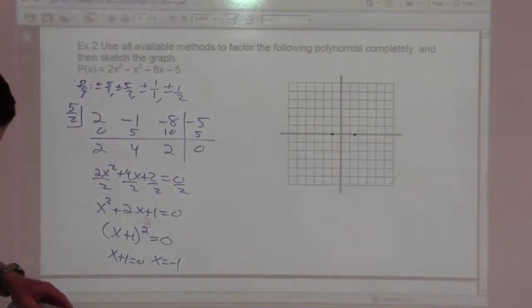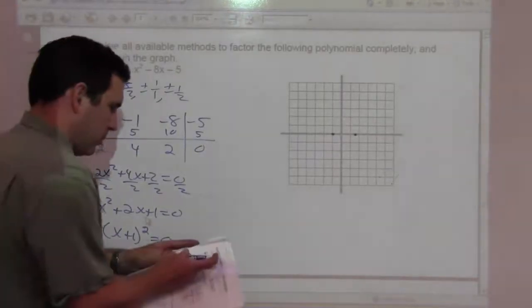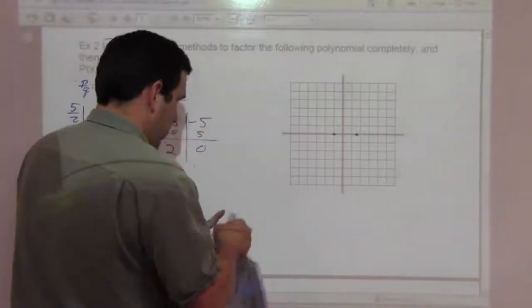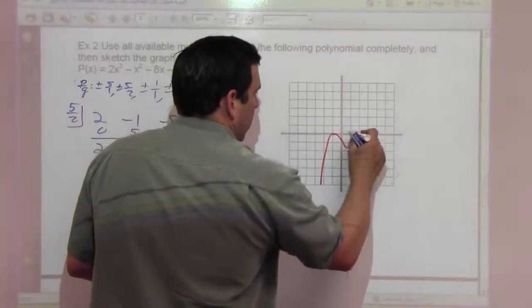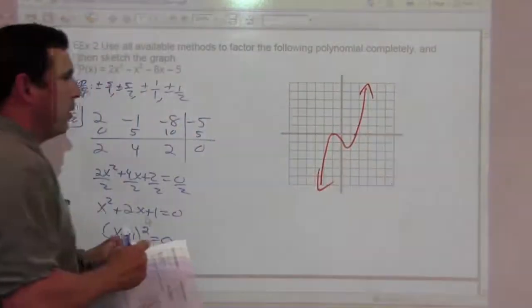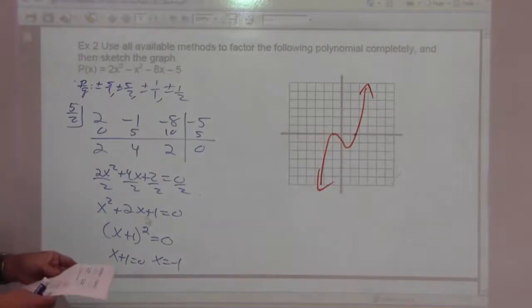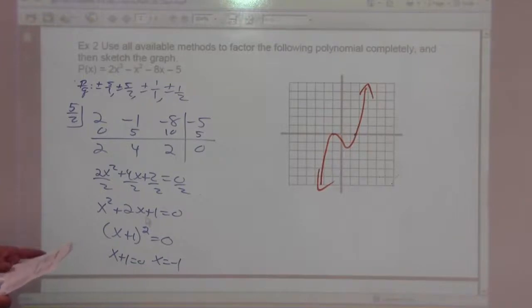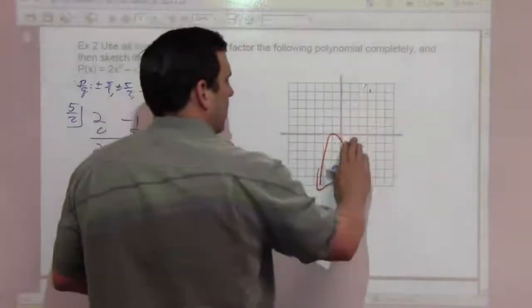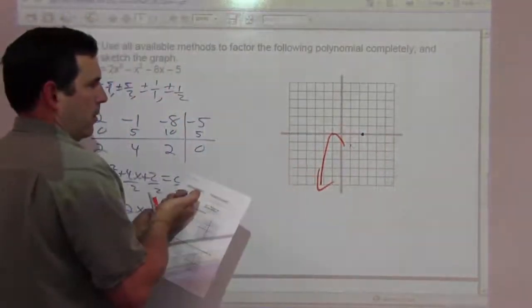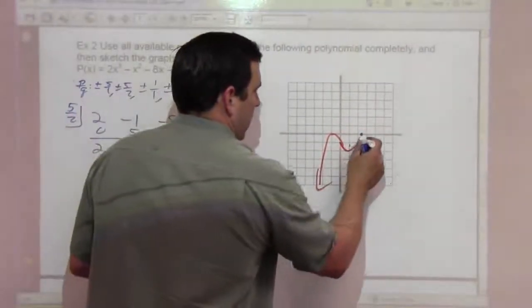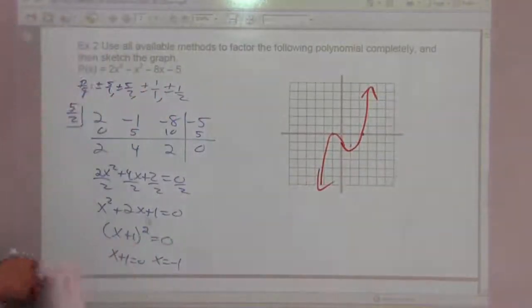It's not going to pass through it. Come up, touch there, go down, and then go up through. And there is our graph. And I put it at 3 halves, not 5 halves. I guess I could scale it however I want, but just to be consistent. There we go. Okay, moving on to the last page.